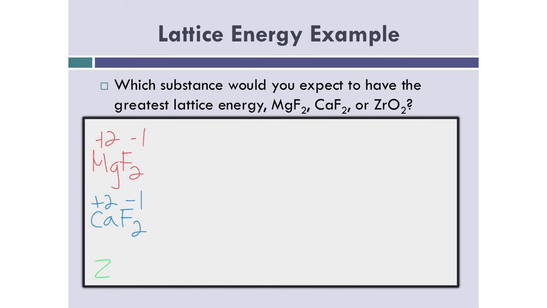And in ZrO2, oxygen is going to be -2. So therefore, Zr would be +4. So that is going to be our one with the greatest lattice energy because those ions have the greatest charges. So therefore, they will be the most strongly attracted to each other.